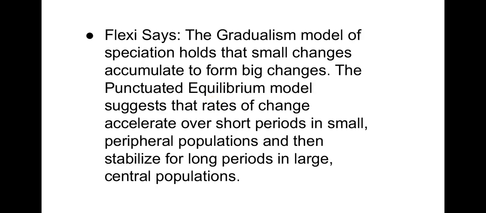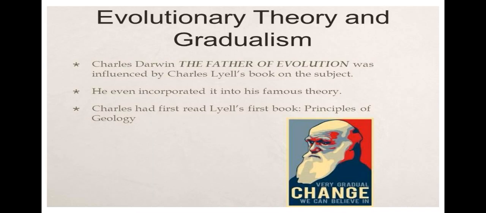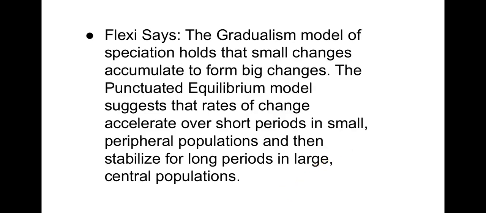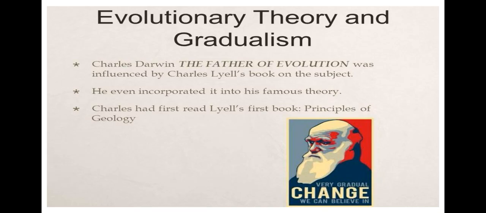The gradualism model of speciation holds that small changes accumulate to form big changes. The punctuated equilibrium model suggests that rates of change accelerate over short periods in small peripheral populations and then stabilize for long periods in larger central populations.